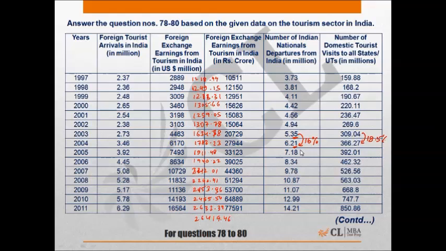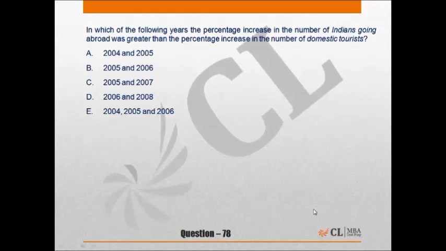Similarly, we can check for other years like 2005, 6, 7 and 8, and we find that only in 2005 and 2007 the percentage increase in the number of Indians going abroad is more than the percentage increase in the number of domestic tourists, and these two years are present in option C. Therefore, option C is the correct answer.